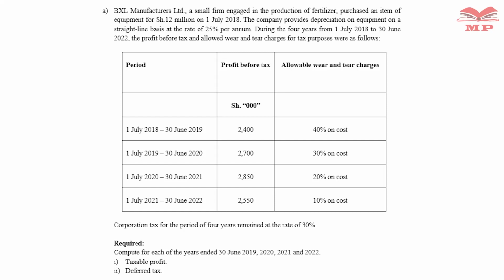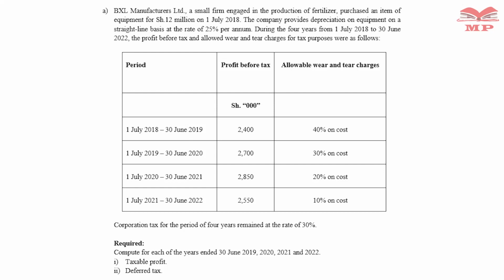We are required to compute now the taxable profit. So what we are given there was supposed to be profit before tax. And then we have the allowable wear and tear charges, which in other terms we refer to as the capital allowances. So we are given the profit before tax for the 4 years, and also the rates of computing the allowable wear and tear charges.